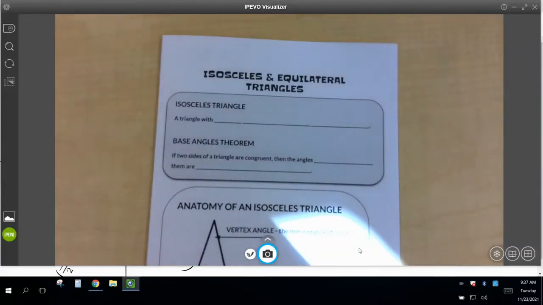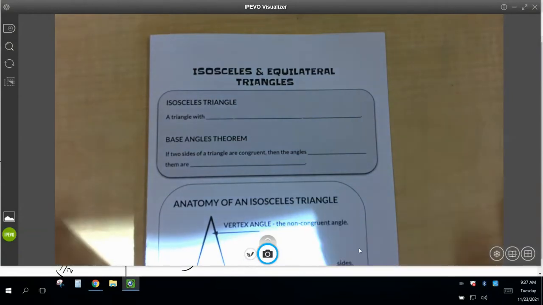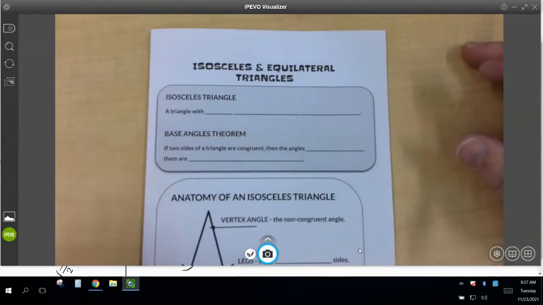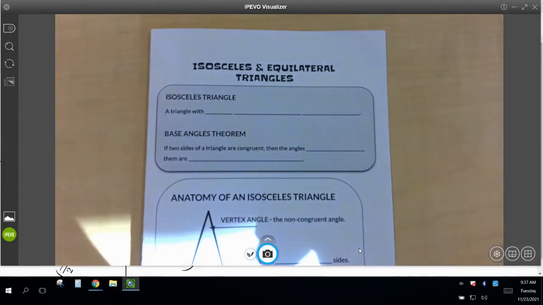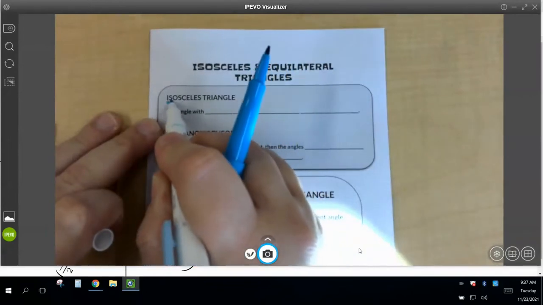All right, everybody. Today we're going to be taking notes on isosceles and equilateral triangles. So have your notes in front of you here, and we're going to just go through all the definitions and some problems. Firstly, we have the definition for an isosceles triangle here.